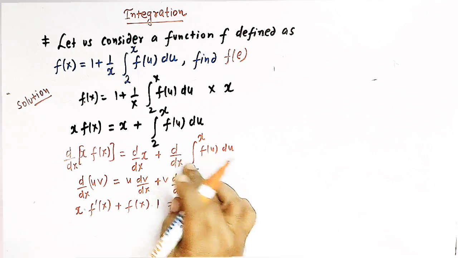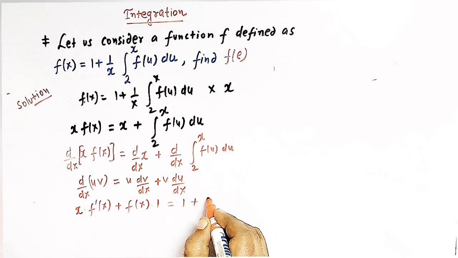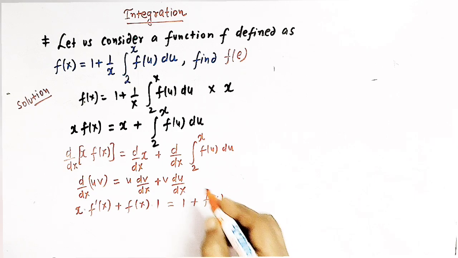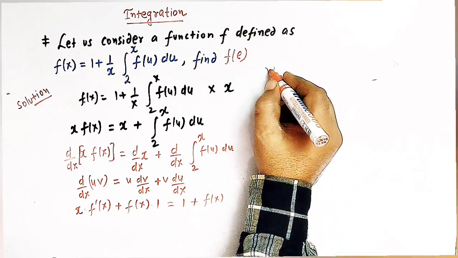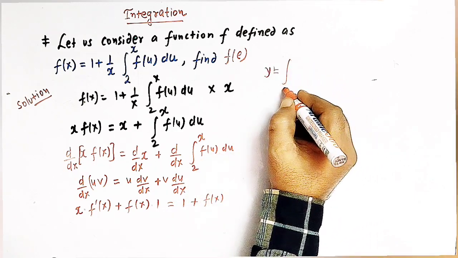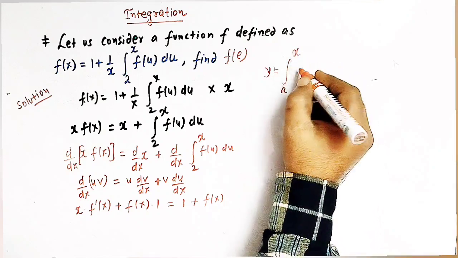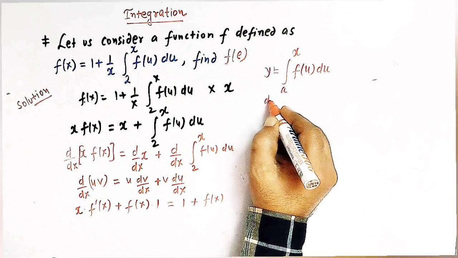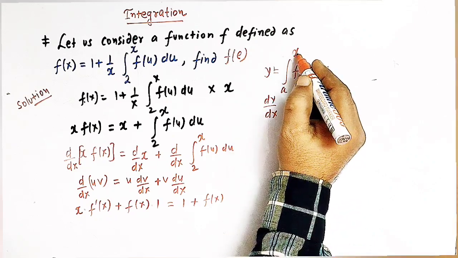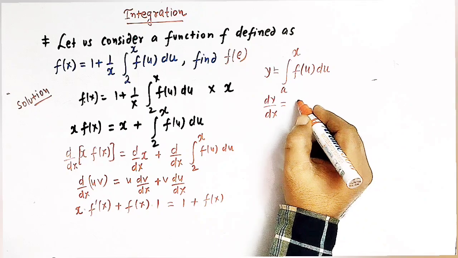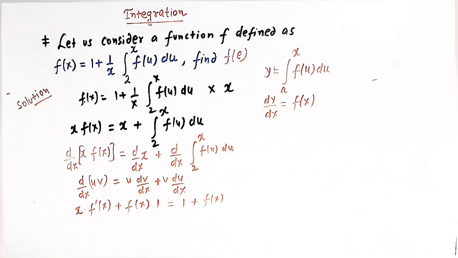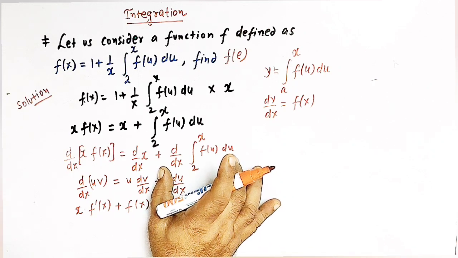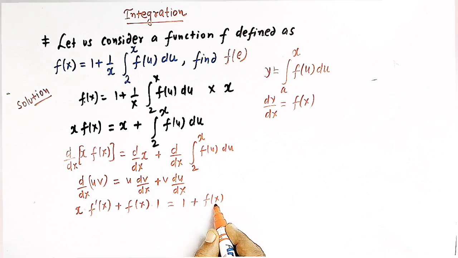And here the derivative of this integral is simply f of x, because here we can make use of an important property of definite integrals: if y is equal to the integral from a to x of f of u du, then the derivative of y with respect to x is given by simply f of x, right? So this property is being used over here. So we have here simply f of x.